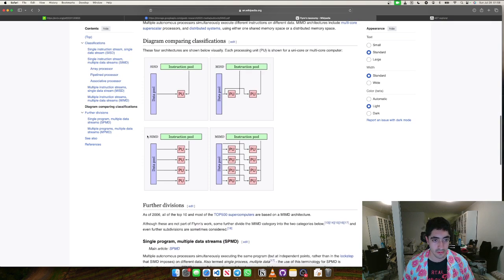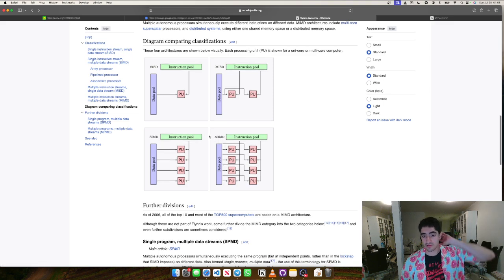Okay, so SIMD: single instruction, single data stream; multiple instruction, single data stream; and multiple instruction, multiple data stream.